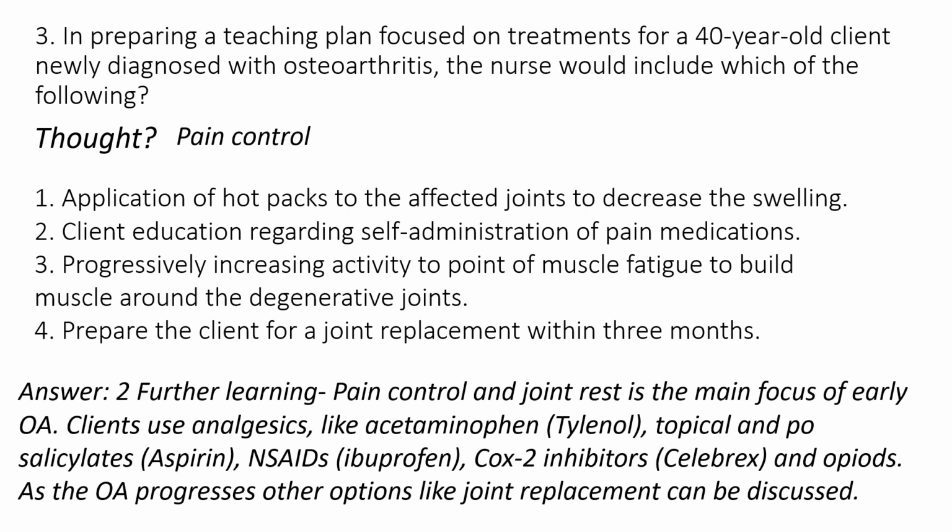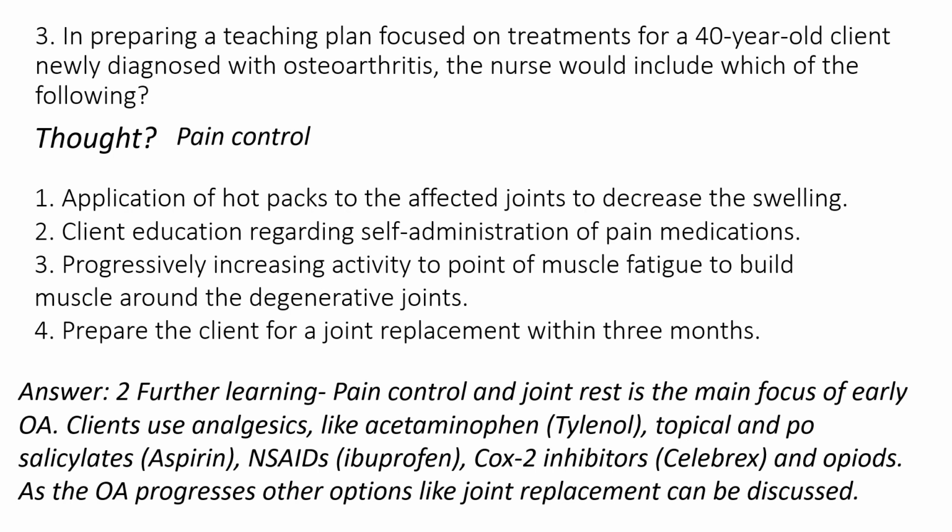And so in the further learning, pain control and joint rest is the main focus of early osteoarthritis treatments. Clients can use analgesics. Analgesics is for pain, and that would be like acetaminophen, which is Tylenol, topical and PO salicylates like aspirin, so like your Aspercreme creams, NSAIDs like ibuprofen, COX-2 inhibitors like Celebrex and Aleve, and opioids. So we're focused more so on trying to start with that, the acetaminophen.